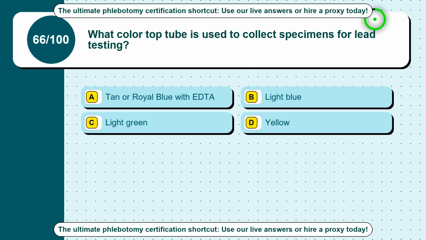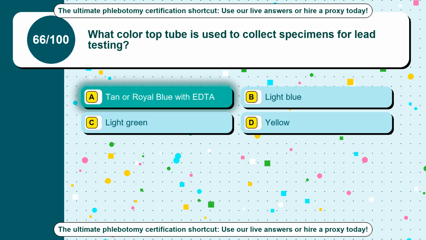Question 66. What color top tube is used to collect specimens for lead testing? Option A, tan or royal blue with EDTA. Option B, light blue. Option C, light green. Option D, yellow. The correct answer is option A, tan or royal blue with EDTA.